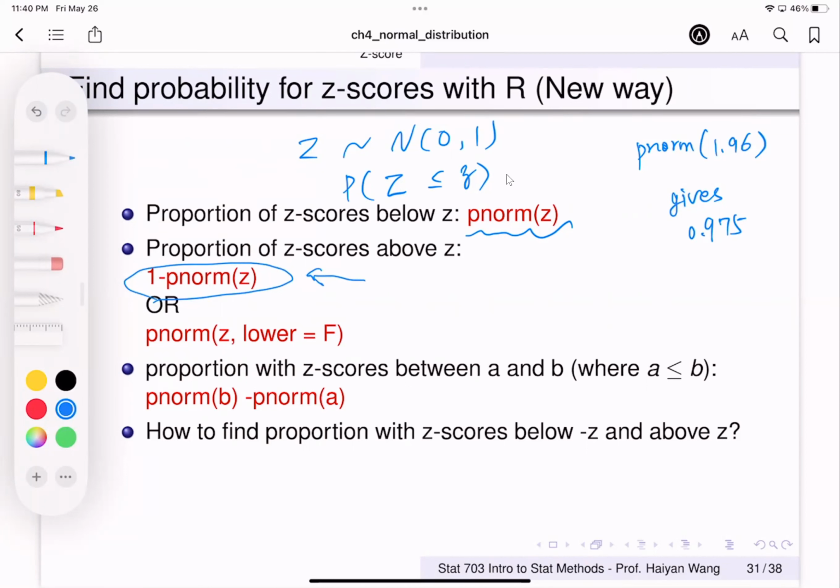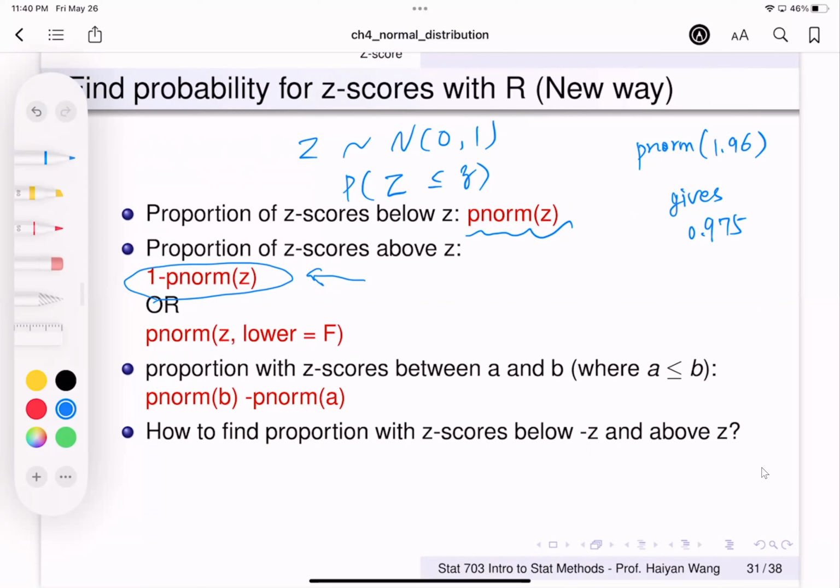How to find the proportion of z-scores below negative z and above z? You just do it the same way. After finishing all these slides, I'm going to show it with R. Okay, so right now I will just continue.